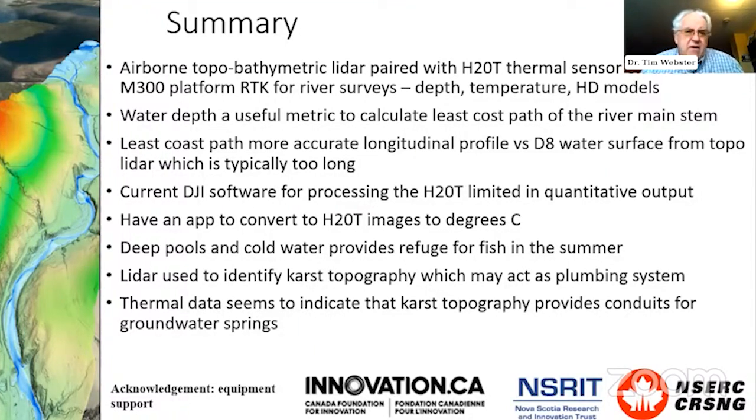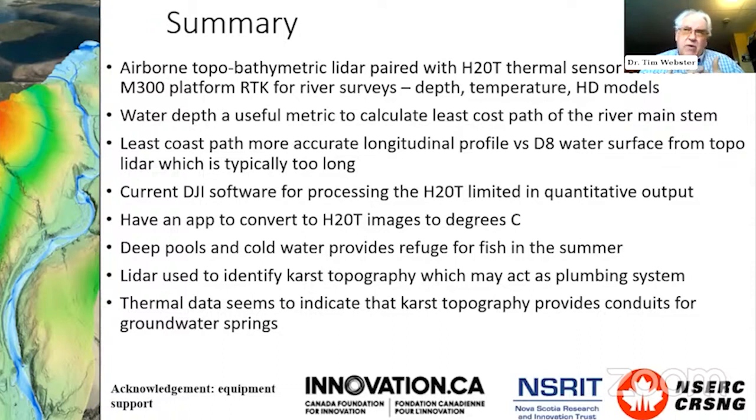The water depth is a very useful metric, and we use that to calculate this least cost to get the main river stem. And we feel this is a more accurate representation of the true length of the river for the longitudinal profile compared to the traditional method of using the D8 approach on topo LiDAR, which always produces too long a profile. I mentioned the DJI software made it somewhat limiting to get the degrees Celsius out, but we were able to eventually find a way past that.